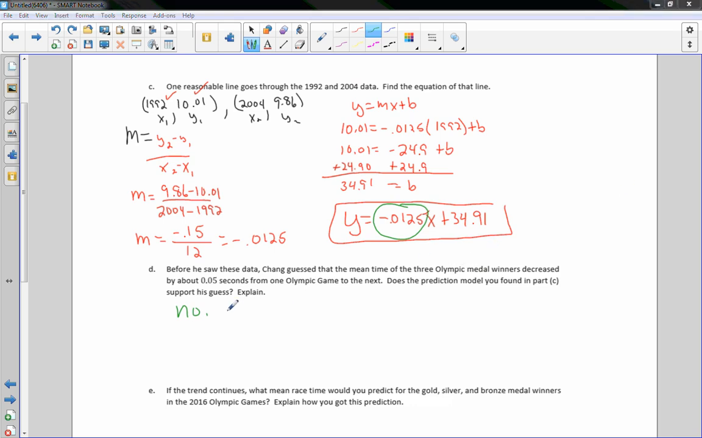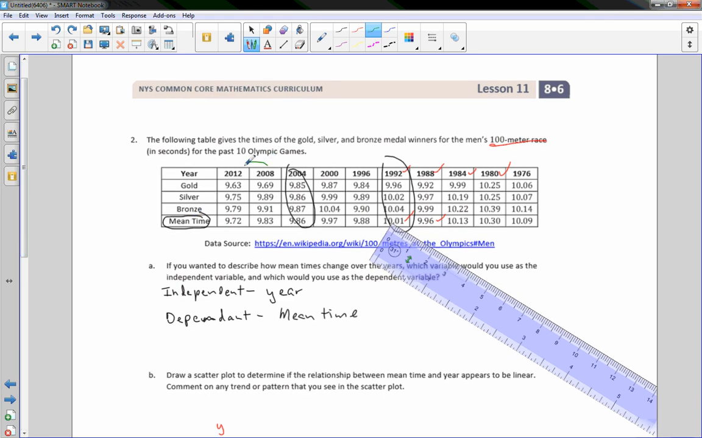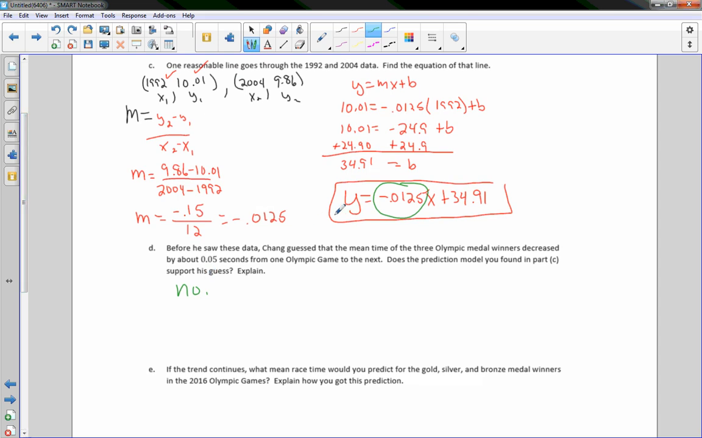I kind of pause there because whenever I think about something and it doesn't seem right, I have to check again. We have to keep in mind what this is. Our equation is based on years. And how many years is it from one Olympics to the next? Well, it's 4 years. So for every time it changes 4 years, I'd have to take negative 0.0125 times 4. 5 times 4 is 20. 4 times 2 is 8, plus 2 is 10. 4 times 1 is 4, plus 1 is 5.